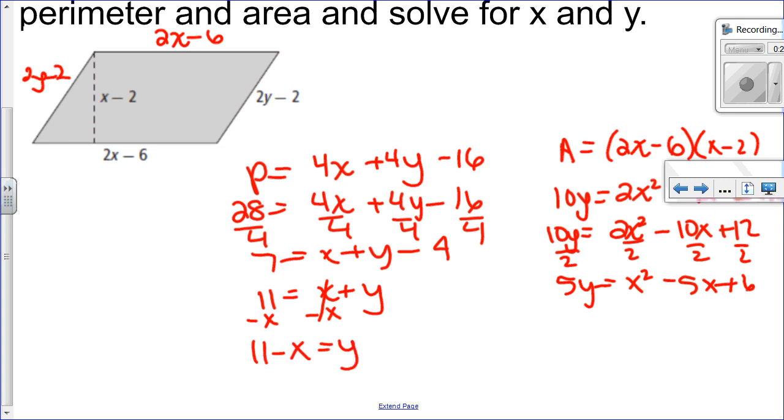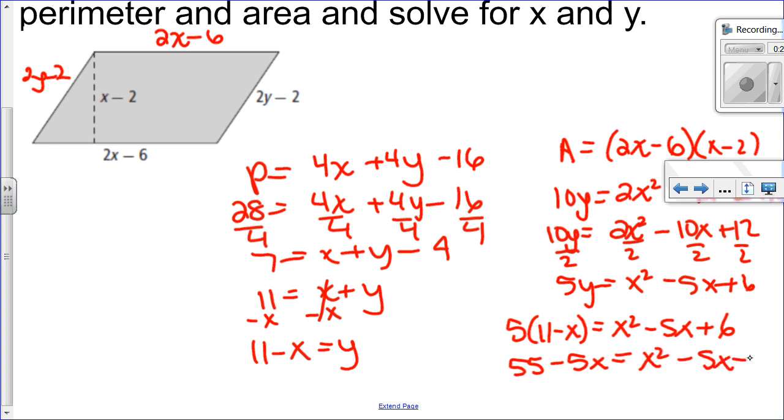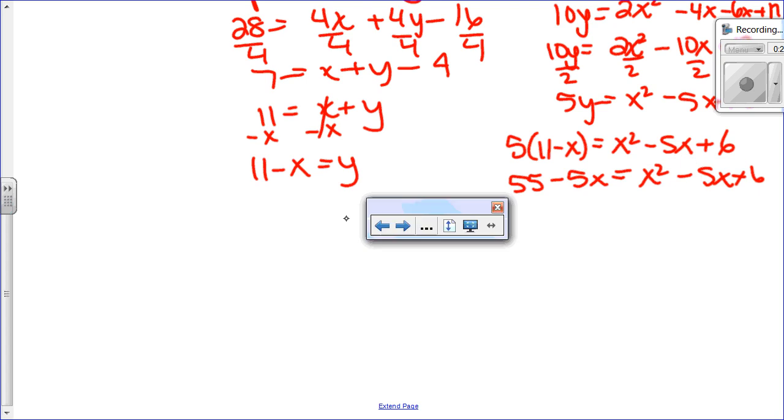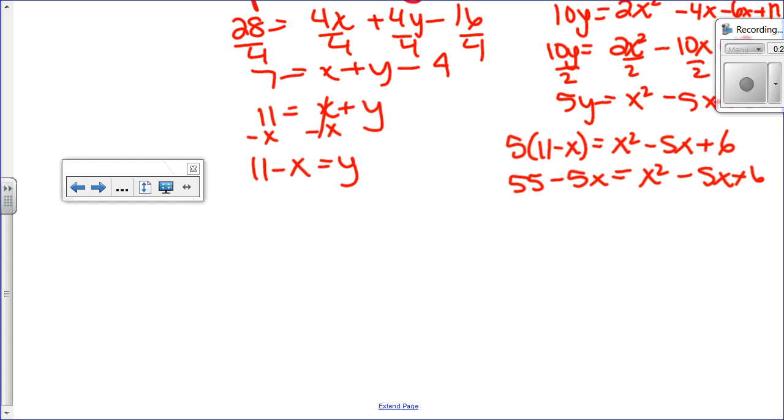So I have y equals 11 minus x, which I'm going to substitute with brackets in place of y. x squared minus 5x plus 6. So 55 minus 5x equals x squared minus 5x plus 6. So I have subtract 55, add 5x to both sides. Subtract 55. So that's all 0. That's 0. And then -55 plus 6 is -49.